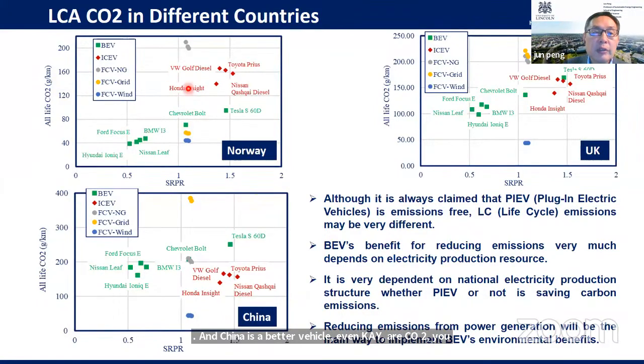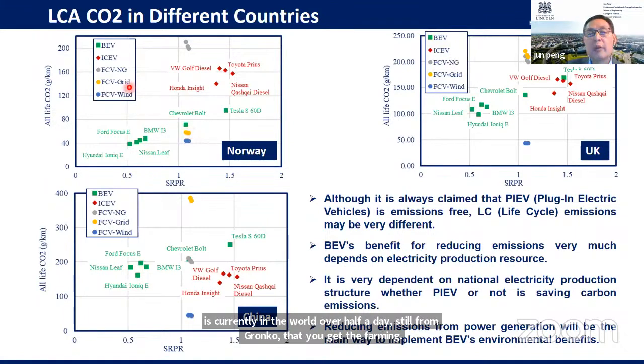For fuel cell vehicles, we consider different cases. The first one is the blue one. Blue uses wind energy to produce hydrogen. We can find that fuel cell vehicles get very low life cycle CO2 emissions, similar in all countries. Another is the green one, also similar, about 200. Green is from natural gas reforming to produce hydrogen. Currently in the world, over half of hydrogen is still from natural gas reforming. The yellow one is from national grid electricity, producing hydrogen by water electrolysis. We can find different countries are different.